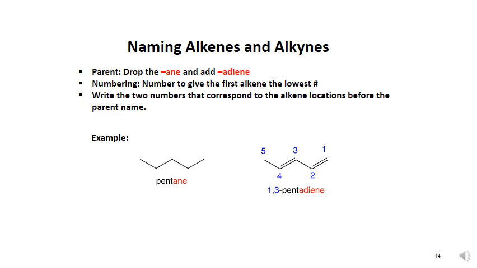So there's pentane, 1, 2, 3, 4, 5. Notice that you wouldn't start the numbering here because you'd rather have the numbering be 1, 3 than 4, 2. 1, 3 is better, and that's why this is 1,3-pentadiene, because that lets you know that the double bond starts on carbon 1, and then it also starts the other one on carbon 3. Pretty straightforward.